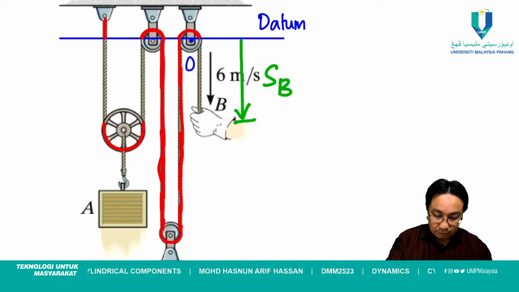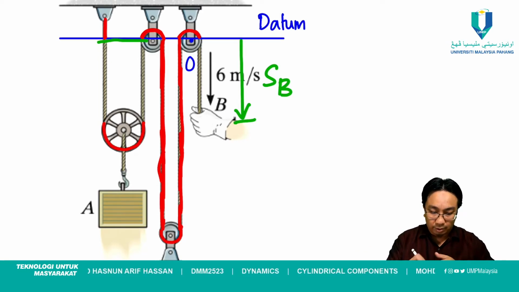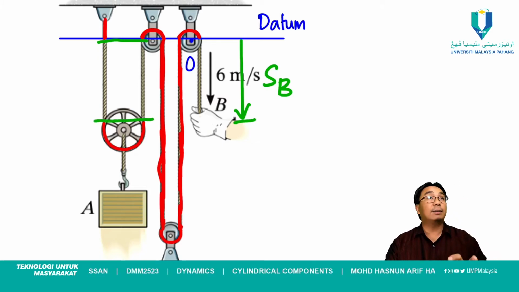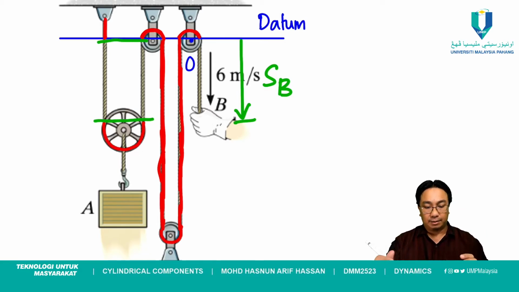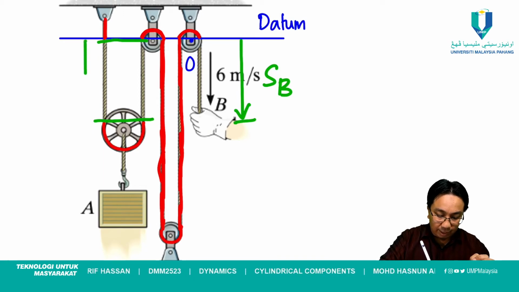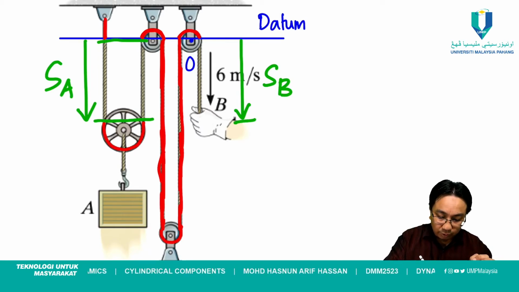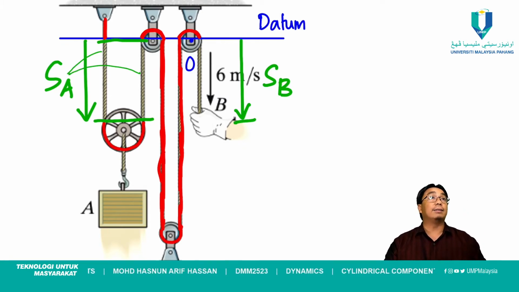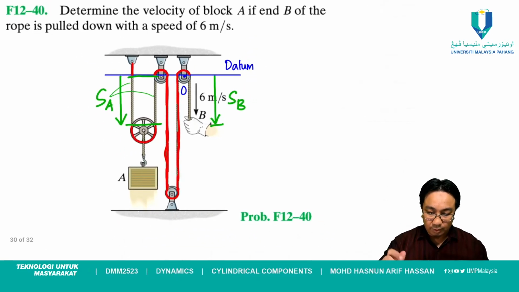Dua ini, okay, dua ini sepanjang, apa nama dia, pergerakan ini dia sama tak? Kalau dia naik bersama tak? Kedua-dua tali ni sama kan? Sama. Okay, so which means that this will be as A. Dan bukan satu sahaja, dua yang akan jadi SA. This one and also this one. Kedua-duanya akan jadi SA.